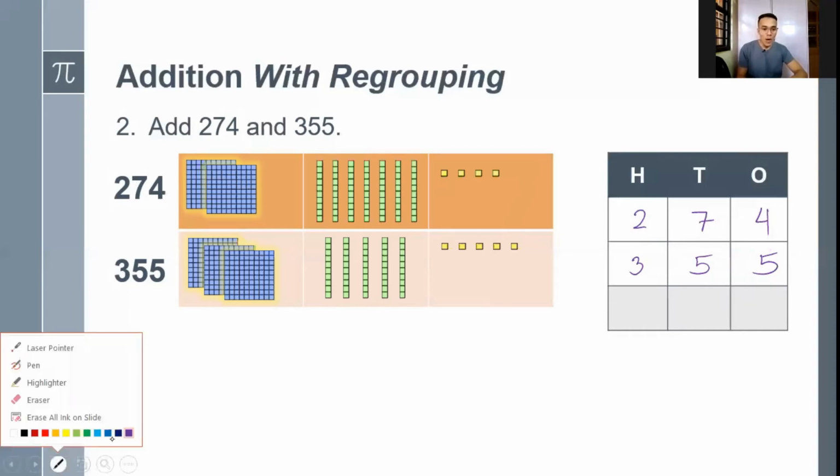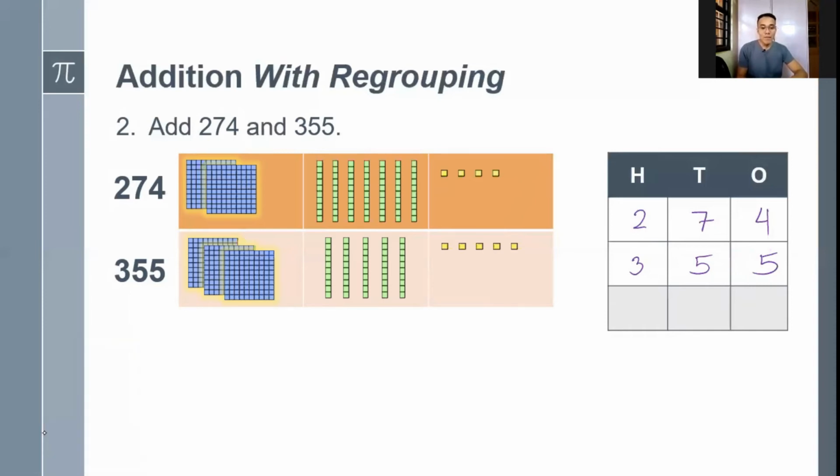So 4 ones and 5 ones make what number? Let's count here. 1, 2, 3, 4, 5, 6, 7, 8, 9. When you put the ones together, we have a total of 9 ones. Therefore, 4 ones and 5 ones make 9 ones.